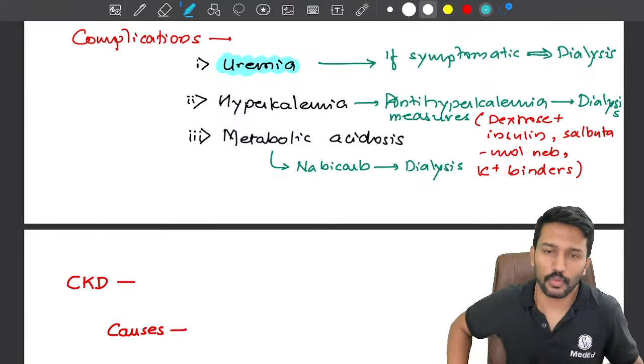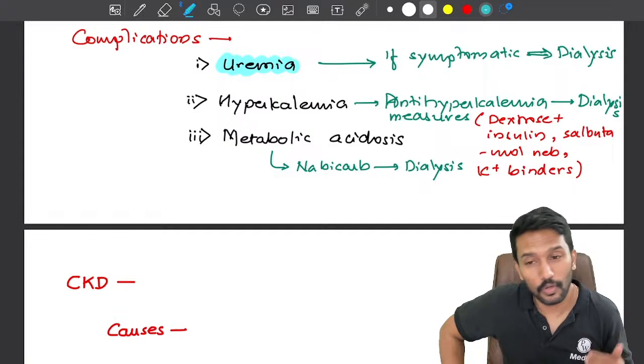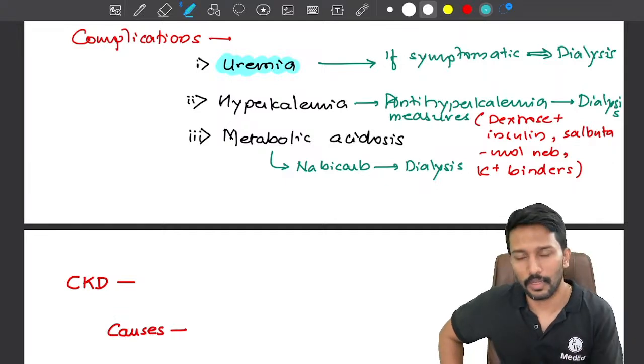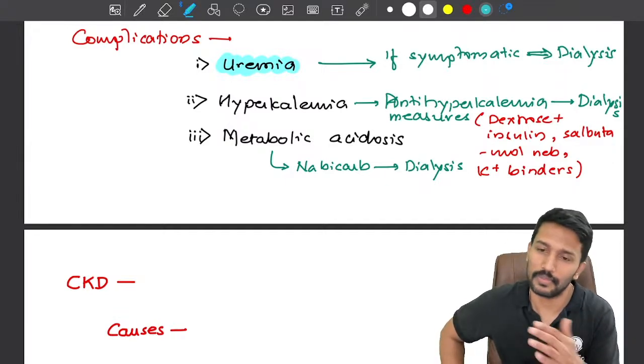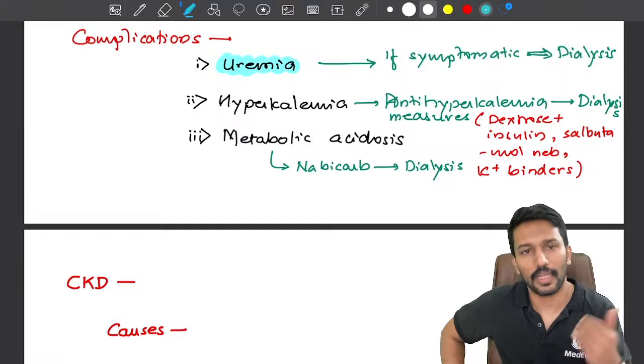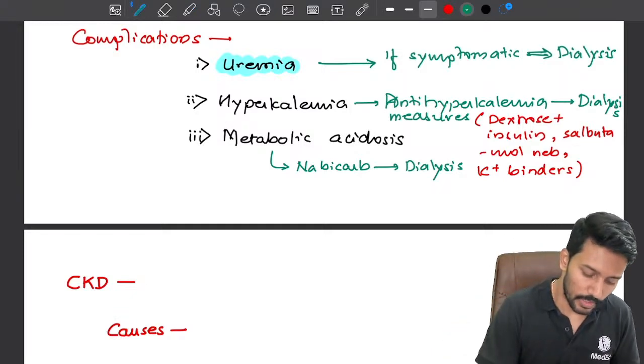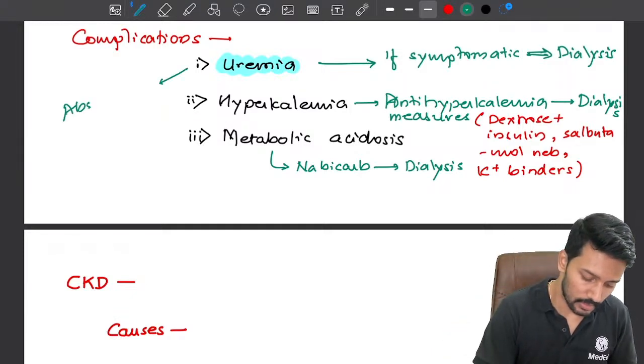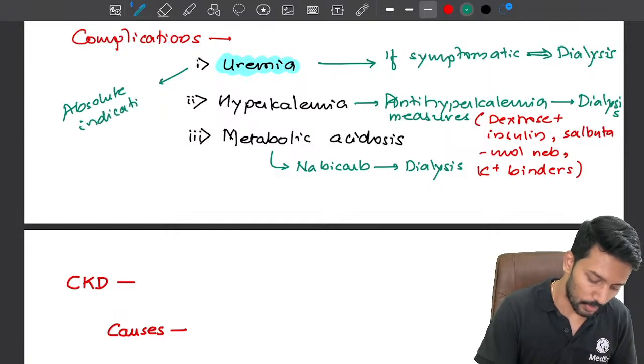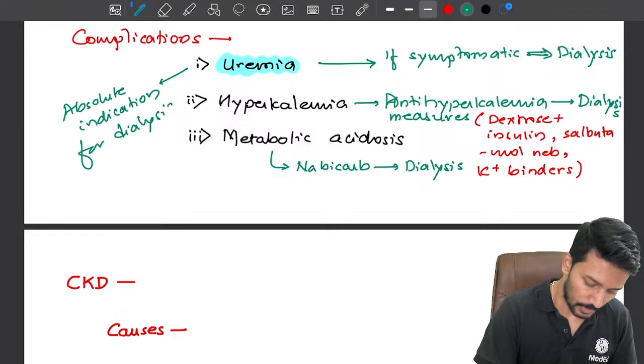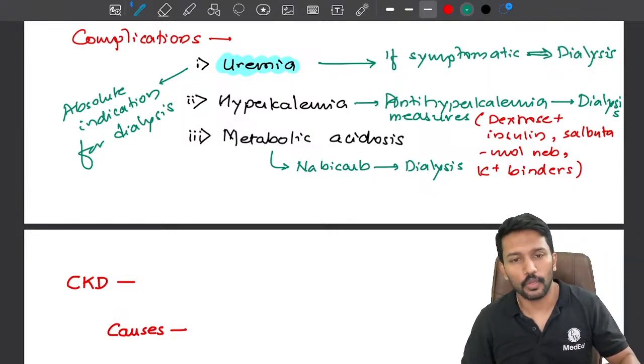If there is metabolic acidosis, I will give the sodium bicarbonate. If I am not able to correct it, then I will take the patient for dialysis. But if there is uremia leading to symptoms, I don't have any other choice, I have to go for dialysis. So symptomatic uremia is an absolute indication for dialysis. So that is again an important MCQ. Indication for dialysis.